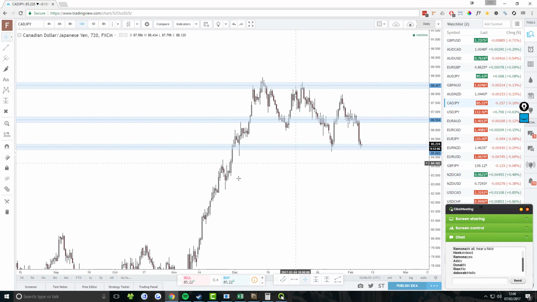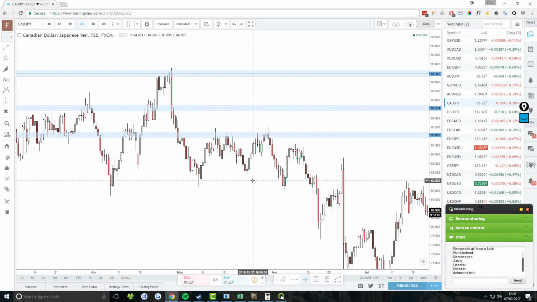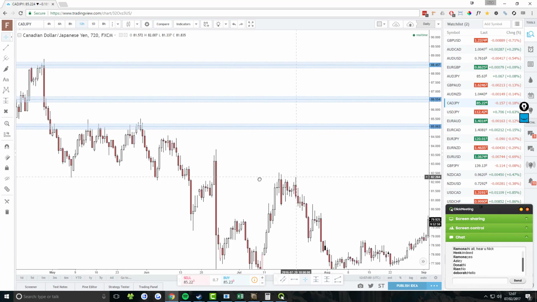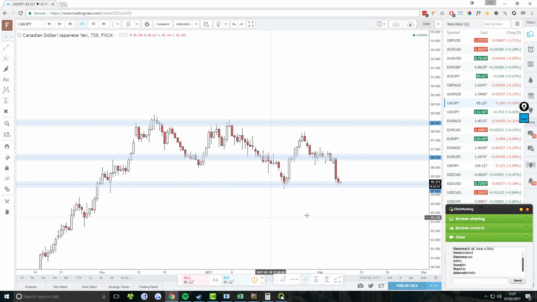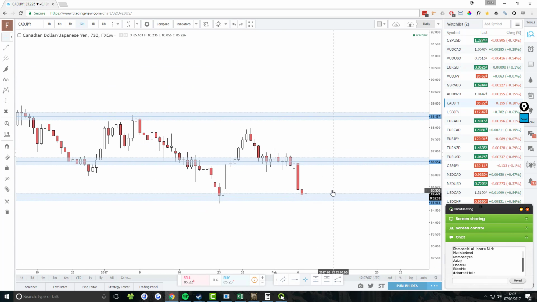It has had support. It has shown support very recently, and also back in mid 2016, it showed very good resistance. It has a lot of good history. Yeah, this actually looks pretty decent. So let's keep a close eye on CADJPY.